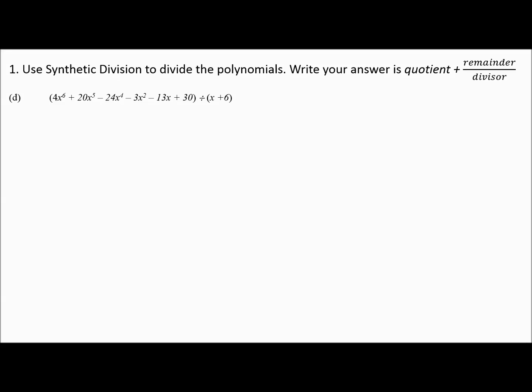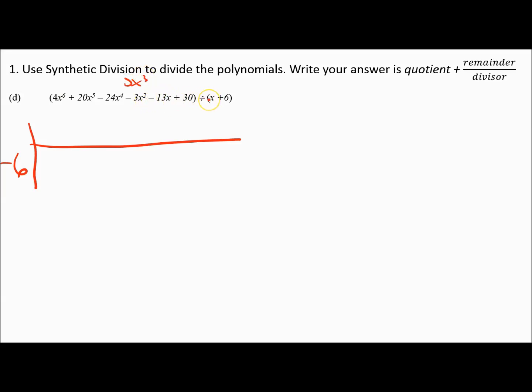Use synthetic division to divide. Okay, so once again, I have my synthetic division table. My divisor is x plus 6. The 0 for that is -6, or I change the sign. I need to make sure my polynomial is in descending order. I have a 6, a 5, a 4. There is no 3. Be careful of that.